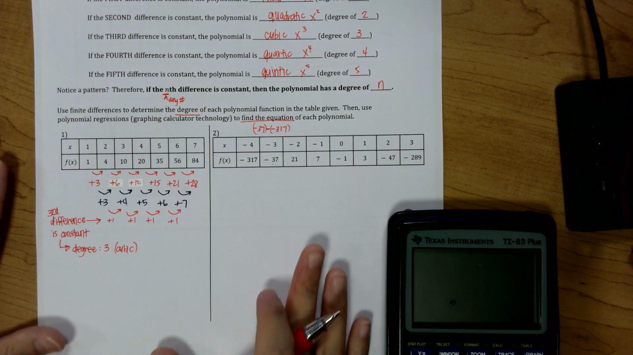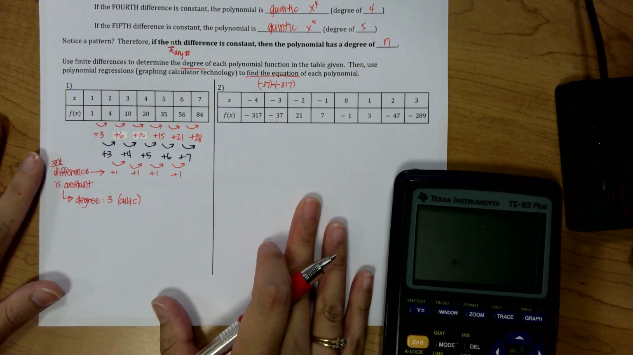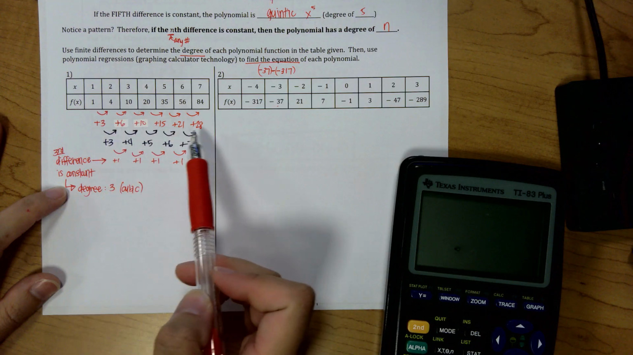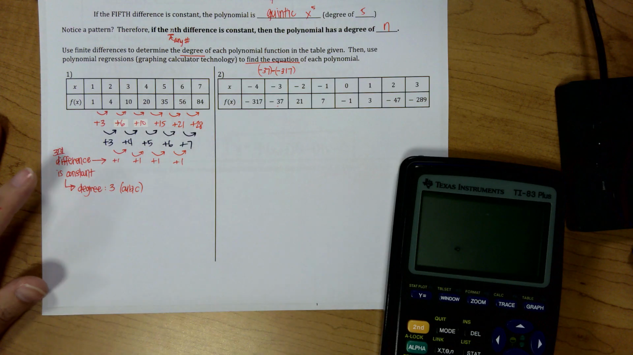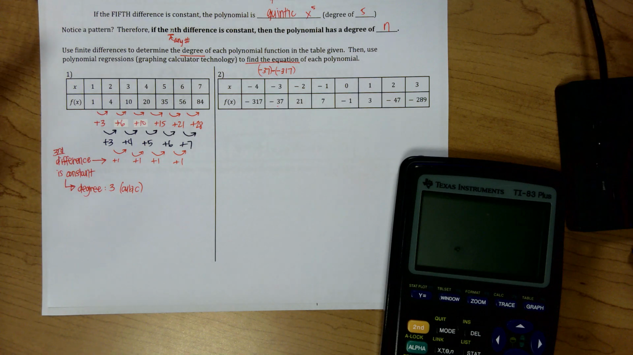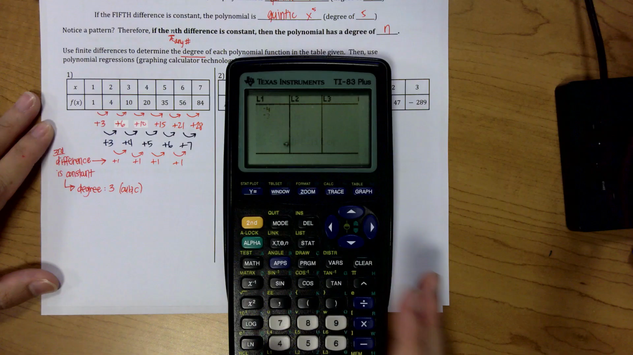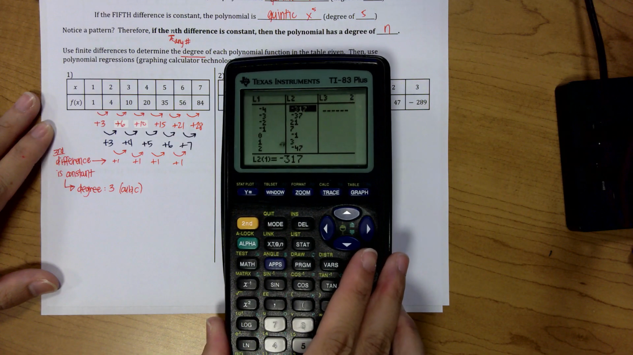Okay, if you did this correctly, you should see a pattern. And our degree is 3 because it's our third difference. Okay. So now we need to find the equation using polynomial regressions. Okay, so before we begin, this was a while ago, so you might need to write these steps down again. We are going to find and put our numbers in here.